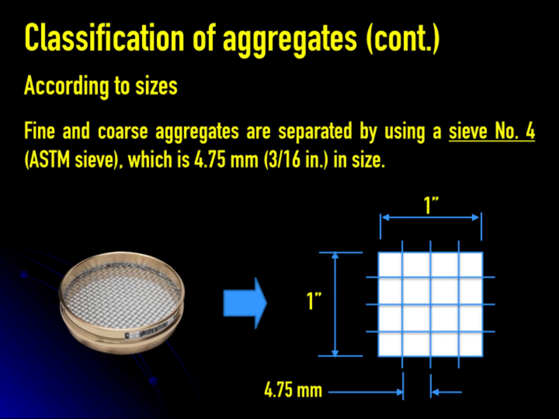According to the size of aggregate, coarse and fine aggregates are classified by using a sieve number 4, having the opening size of 75 millimeters. This picture shows the definition of the number of sieve. The sieve number denotes the number of holes present in the sieve within 1 square inch. For example, sieve number 4 has 16 openings within 1 square inch. 1 inch in X and Y directions is divided into 4 openings, so the total is 16 openings within 1 square inch. In the same way, sieve number 8 has 64 openings.